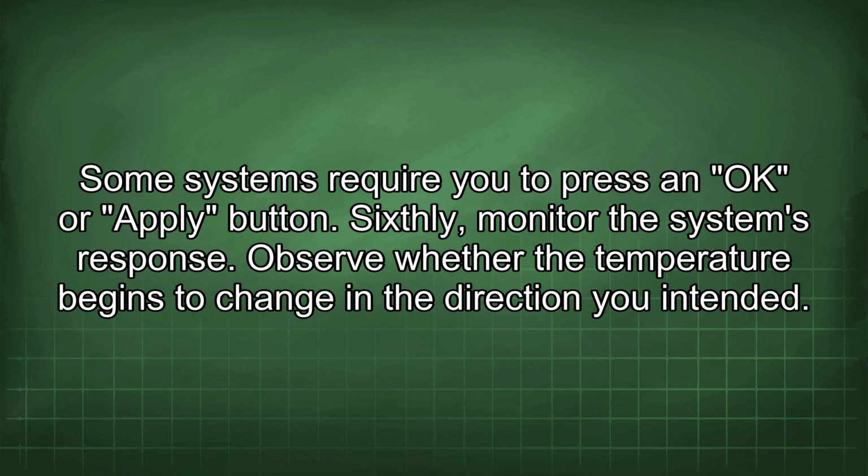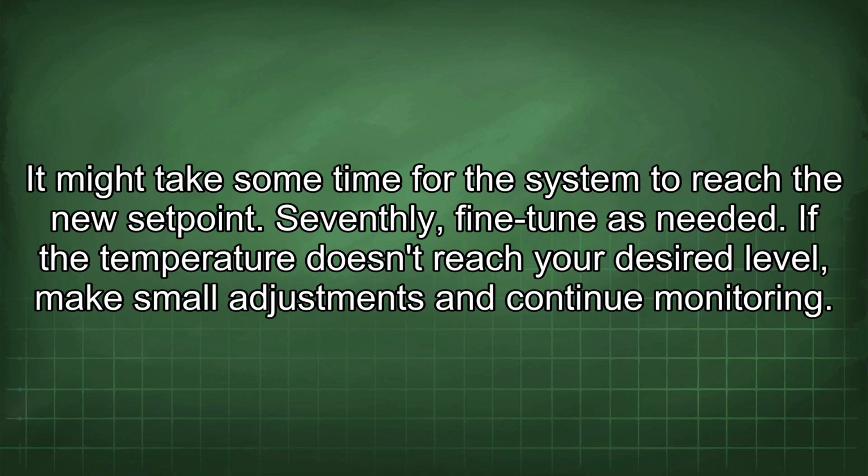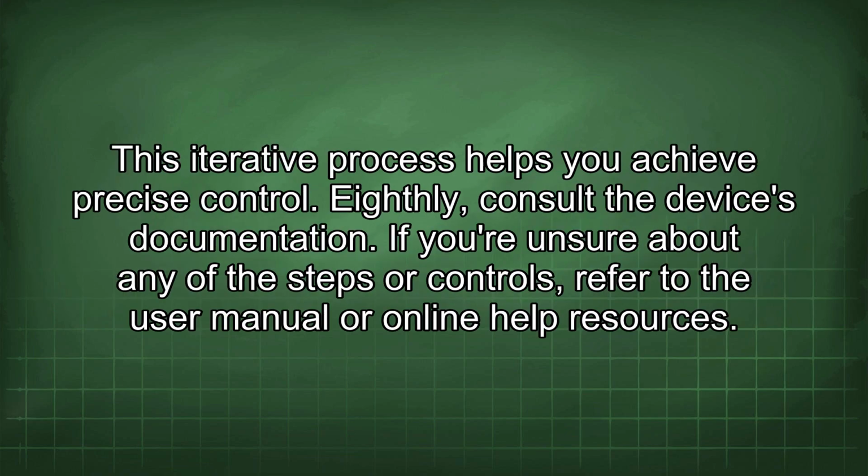Sixthly, monitor the system's response. Observe whether the temperature begins to change in the direction you intended. It might take some time for the system to reach the new set point. Seventhly, fine-tune as needed. If the temperature doesn't reach your desired level, make small adjustments and continue monitoring. This iterative process helps you achieve precise control.